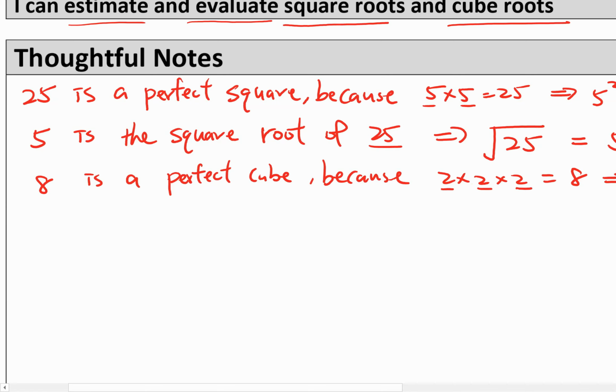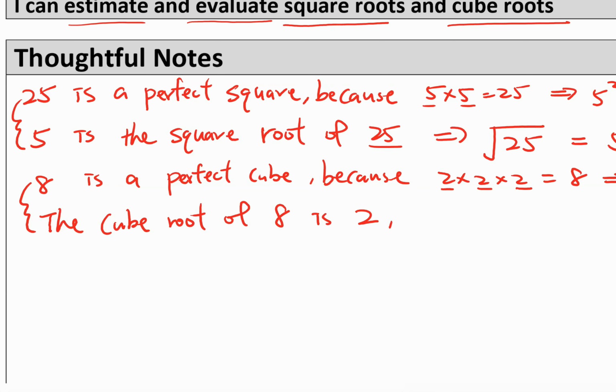Similarly, with the square root, these two go together, and these two go together. The cube root is the opposite of a perfect cube. The cube root of 8 is 2, because 2 times 2 times 2 is 8. When you're thinking about the cube root, you're thinking about what number multiplied by itself 3 times will give me that result, 8.